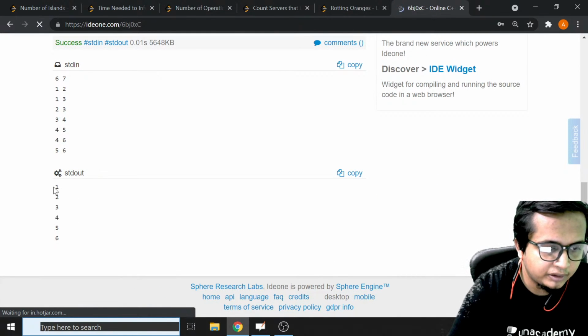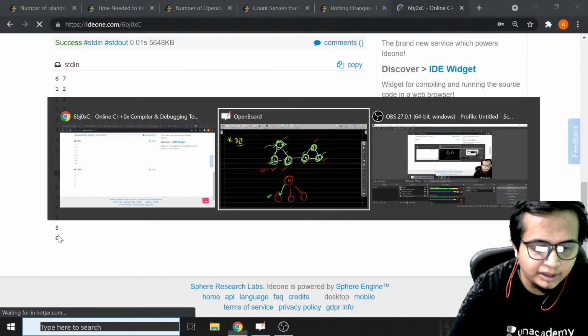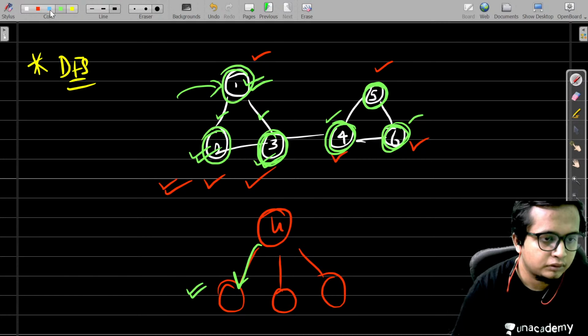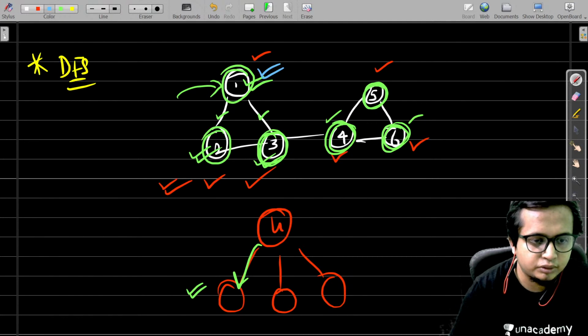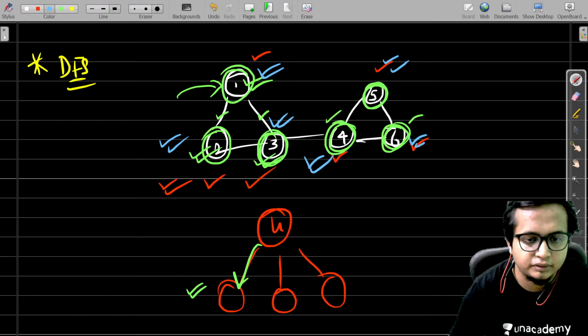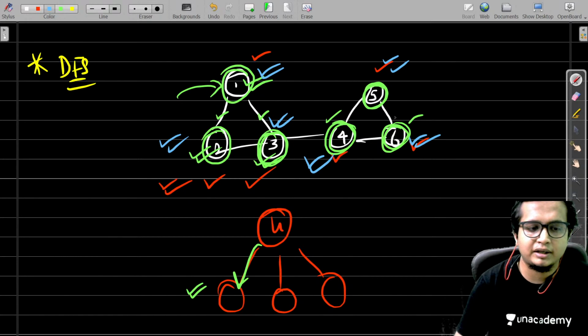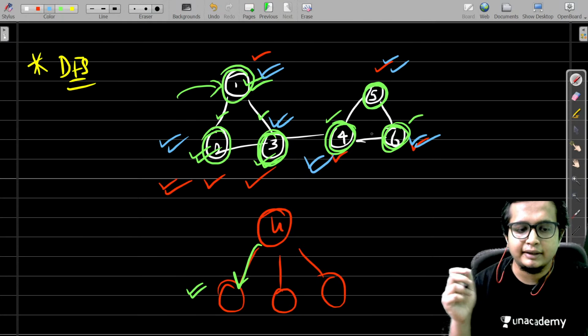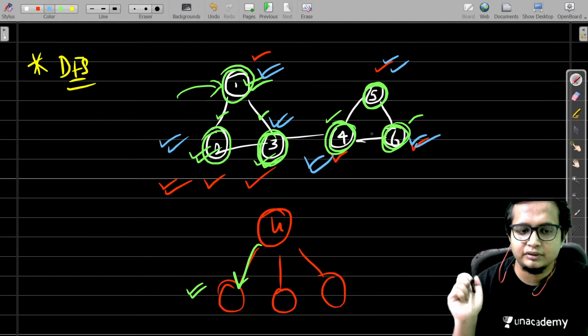Okay, so you can see 1, 2, 3, 4, 5, 6, and that was the order that we did it. This was actually the first node that we created, then this, then this, then this, then this, then this. However, you guys know that we can actually visit 1, 2, 3, 4, and we can visit 6 first and then 5. Okay, so that's not a problem.